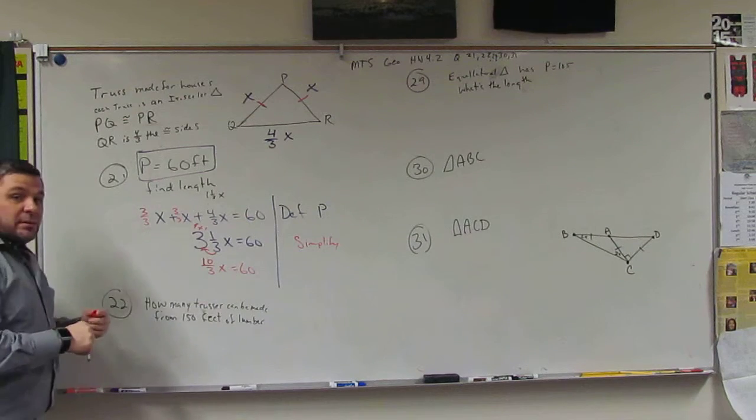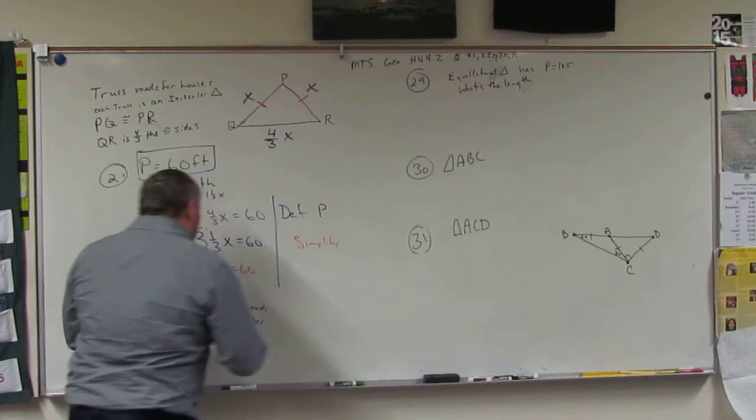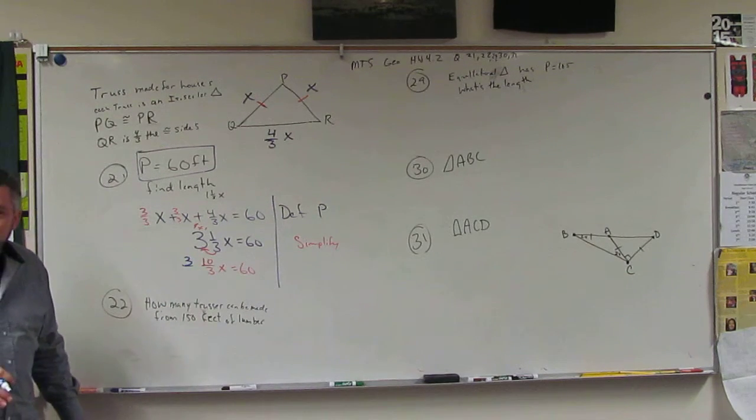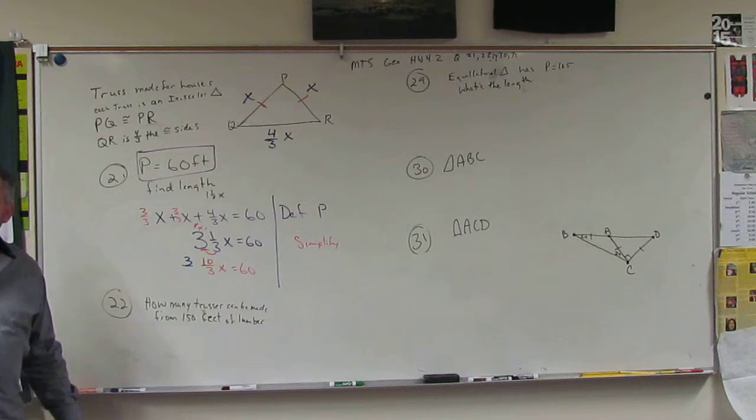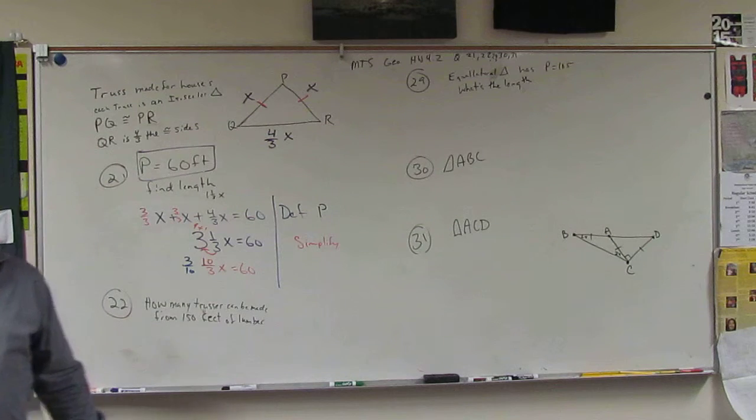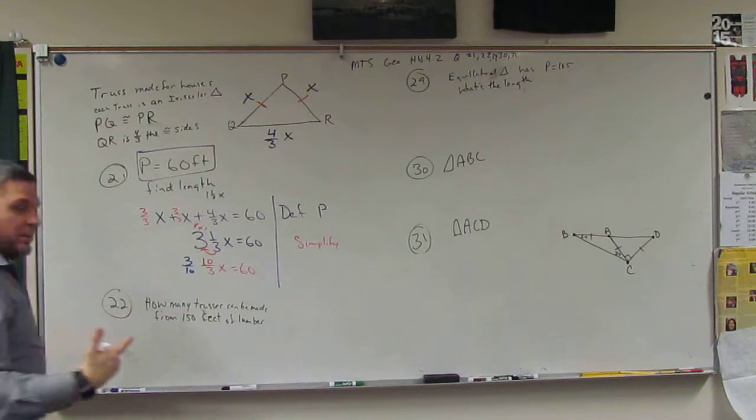Multiply by 3? Good. I can do a little better than that. So the 3 is going to get rid of the 3. And the 10, we'll get rid of the 10, right? So what do we call that? The reciprocal, right? So multiply by the reciprocal.